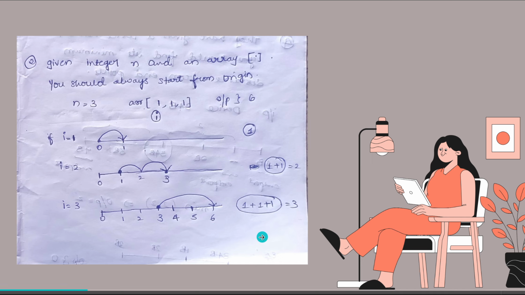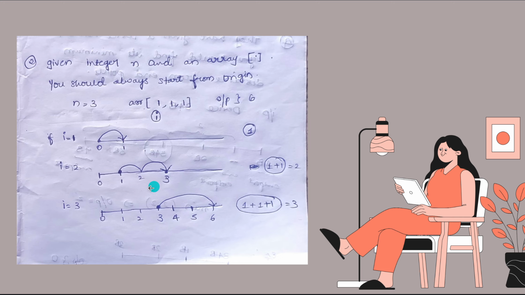This is the thing with this question. You will be given an array with elements, and you have to return the final point you reached. The output for this is 6. I hope you understand this. You will be given an integer n, that is the length of the array, and 1 1 1. Now for the first index, one jump. You jump here, now you are here. With i plus plus, now your index is here. You should add this element to the previous ones, and then jump.